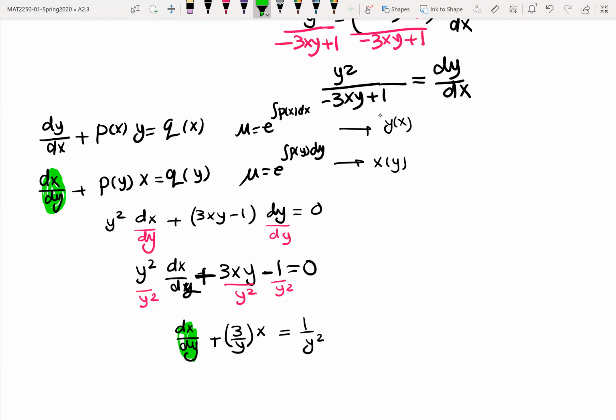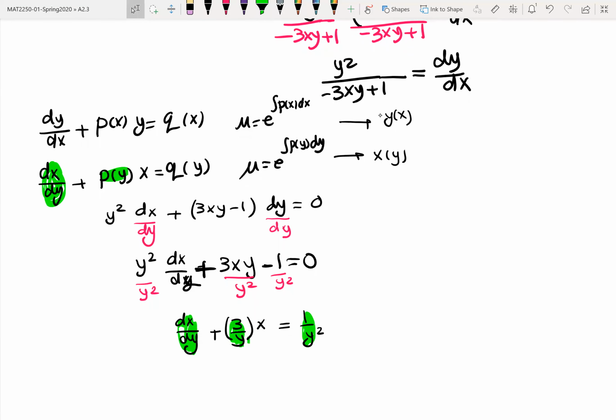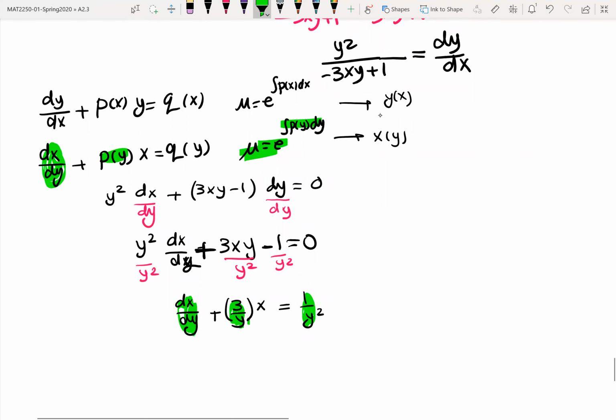So you have the function x in terms of the y. Then you have something here which is in terms of the y, and something here which is in terms of the y. So it seems it's a linear differential equation. It's the other way.